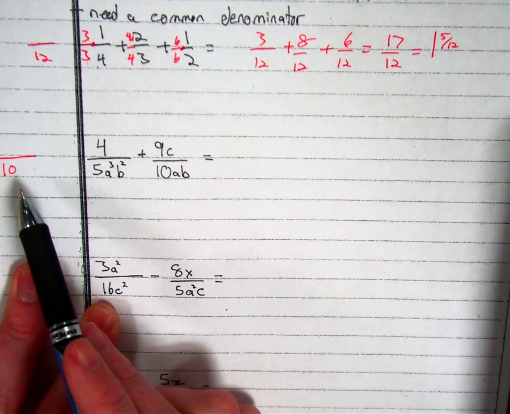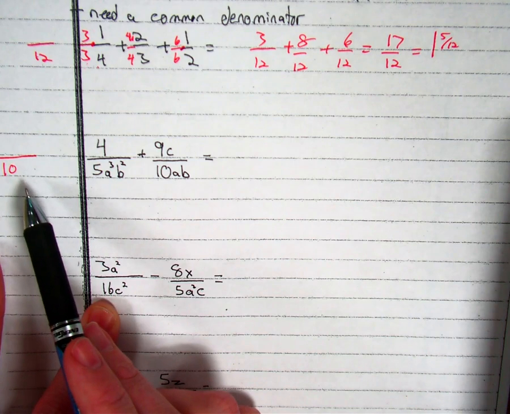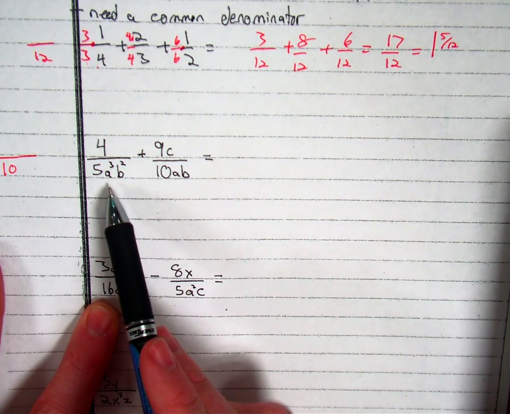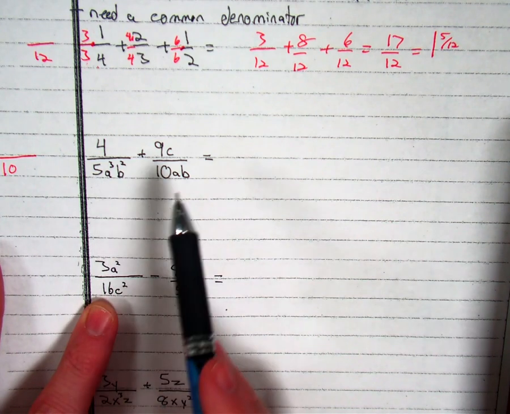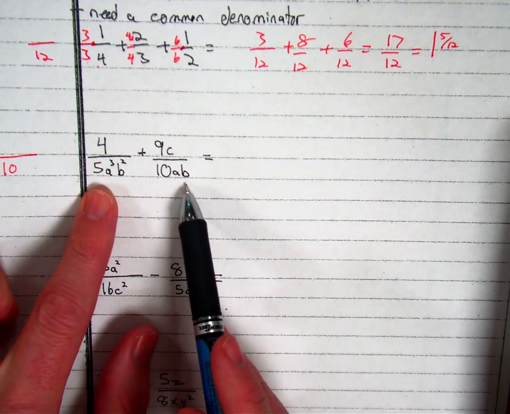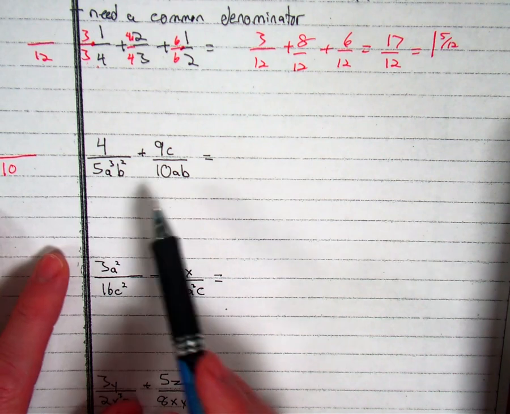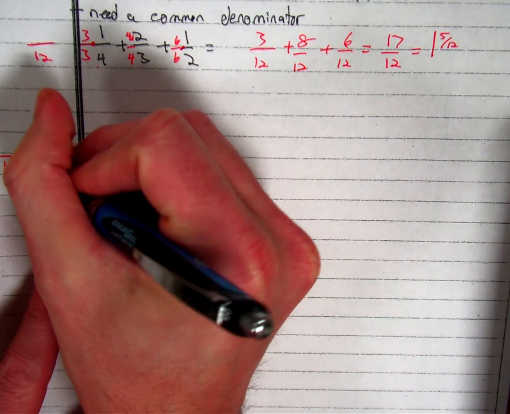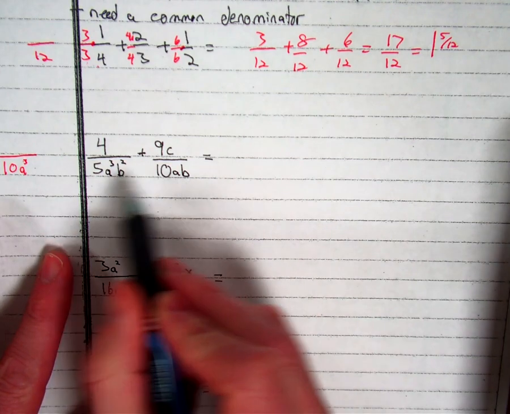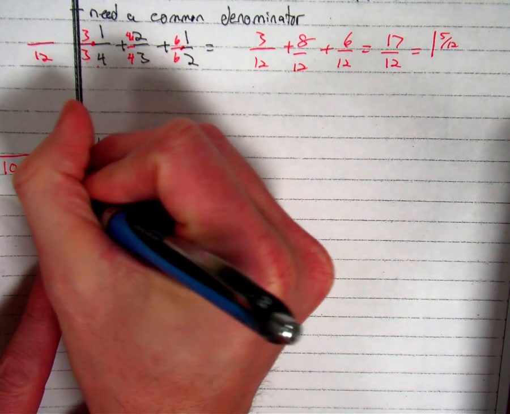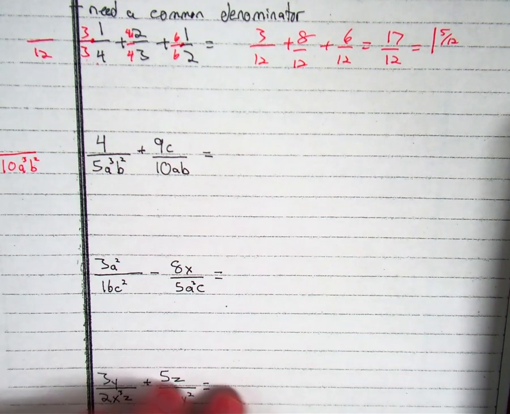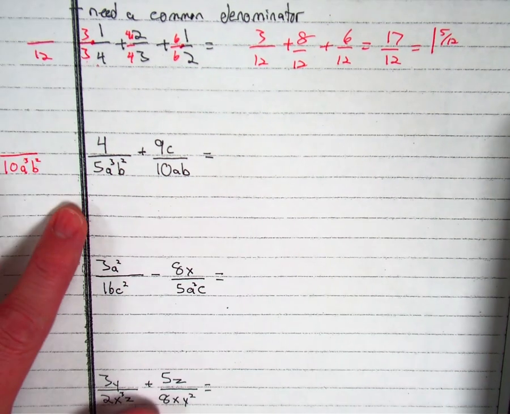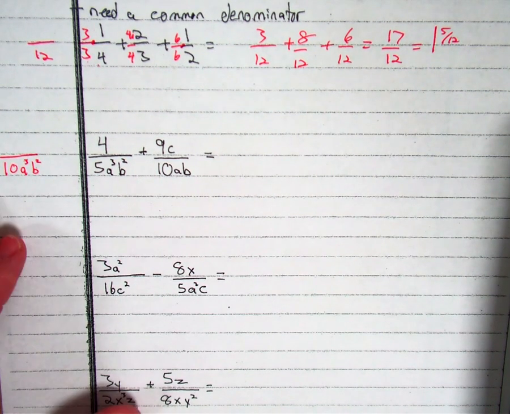Okay, hopefully we can still see that 10 over there. And now with the exponents, or the powers, the variables with powers, if you see that letter, we have to use it. If they both have that letter, then we want the highest exponent. So they both have a, so we need a to the third, that's the biggest one. And they both use b, so we need b squared. So that's our goal. We're trying to get the denominators to be 10, a to the third, b squared.